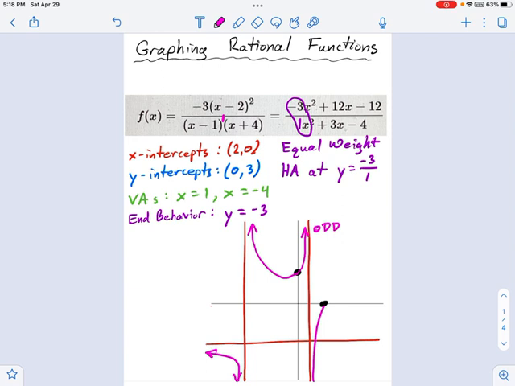And then the question is, what's going on at that x-intercept right here? This guy. Well, if you notice that, see, that's even. So in this case, I've got to bounce. So let's bounce off that thing and then approach the asymptote like that. And there we go. That's our completed graph.